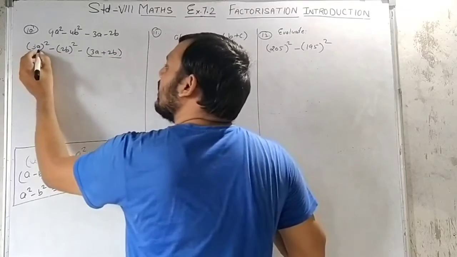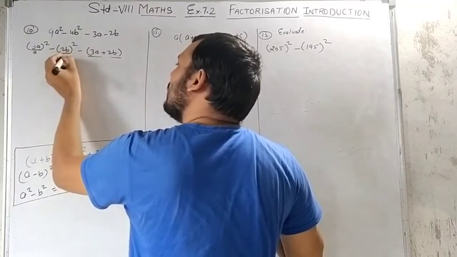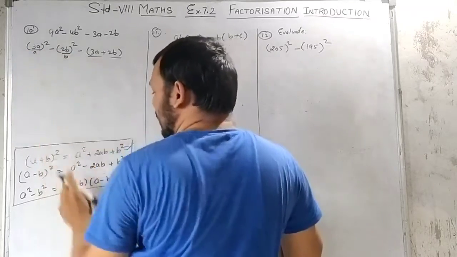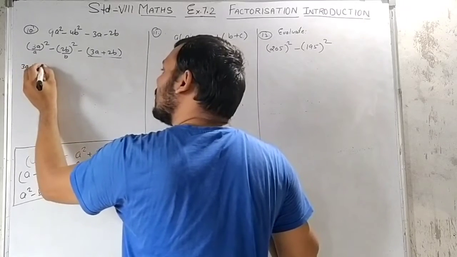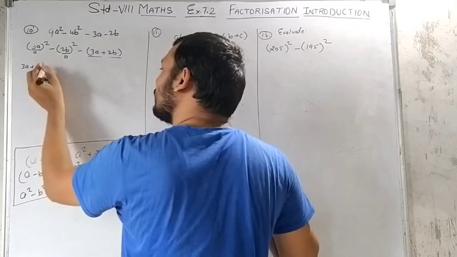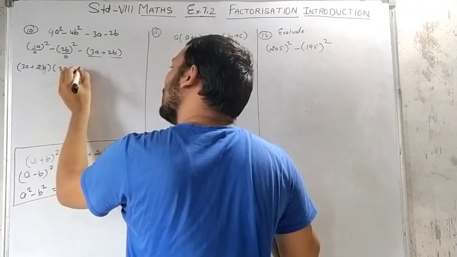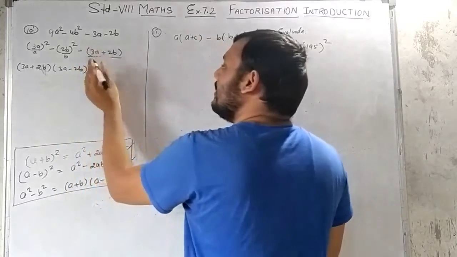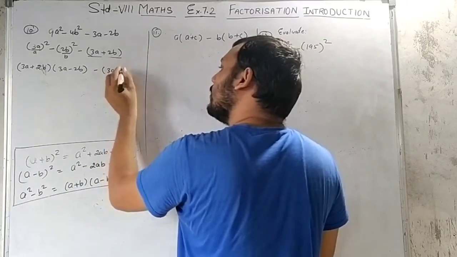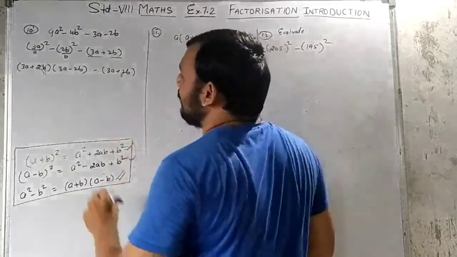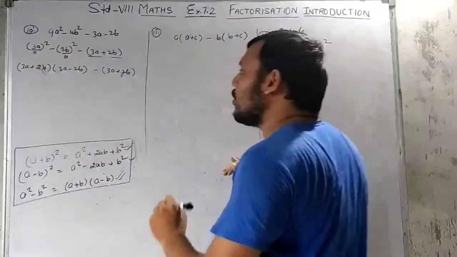Look here, this is a square minus b square, this one is a and this one is b, so that means a plus b. So that means you will get the answer 3a plus 2b, 3a plus 2b and 3a minus 2b, and this one will be here also again 3a plus 2b, like this.